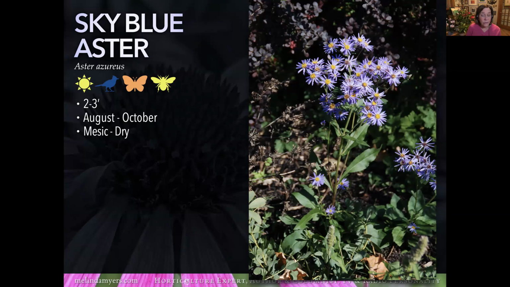Sky blue aster is a good choice. Some asters can reseed readily and kind of be a little bit aggressive, but this one really is a good choice for smaller areas, not aggressive. 2 to 3 feet tall, late summer bloomer. And one of the benefits of asters, just like goldenrod, is they provide nectar and pollen for bees and other pollinators that need to fuel up before winter. So those late visitors to the garden.